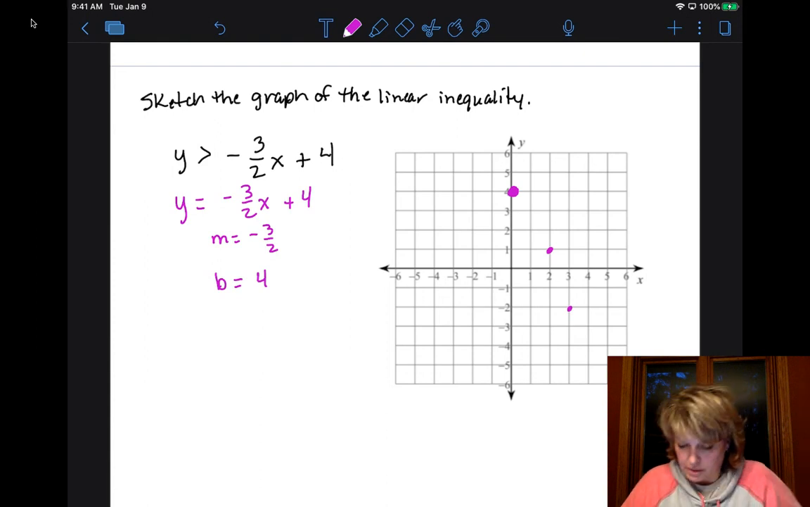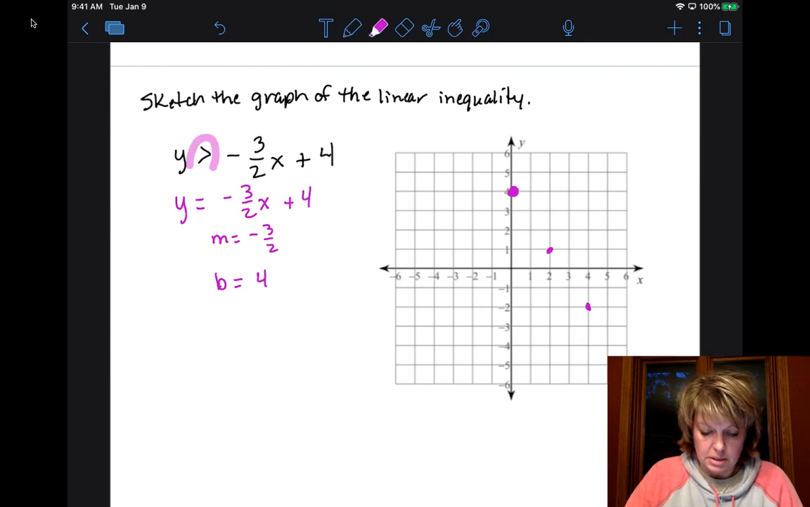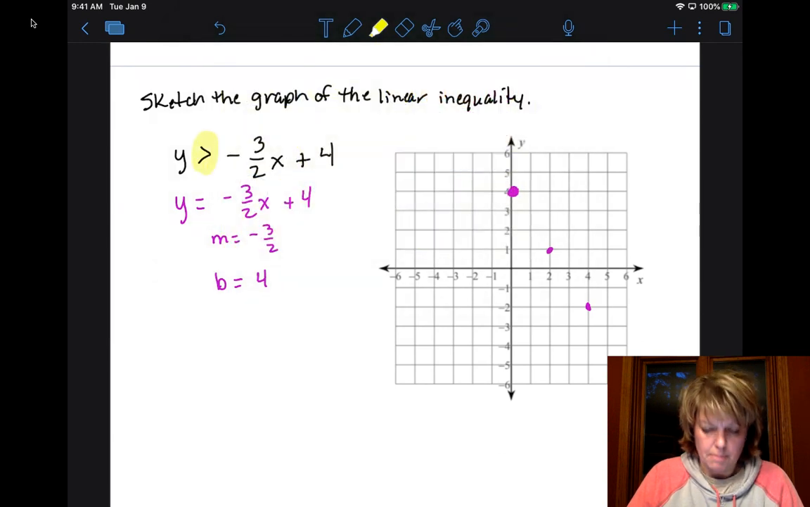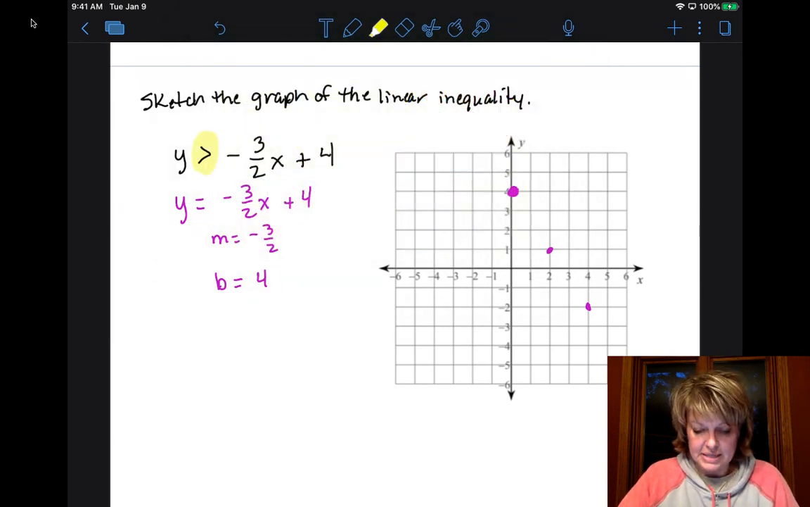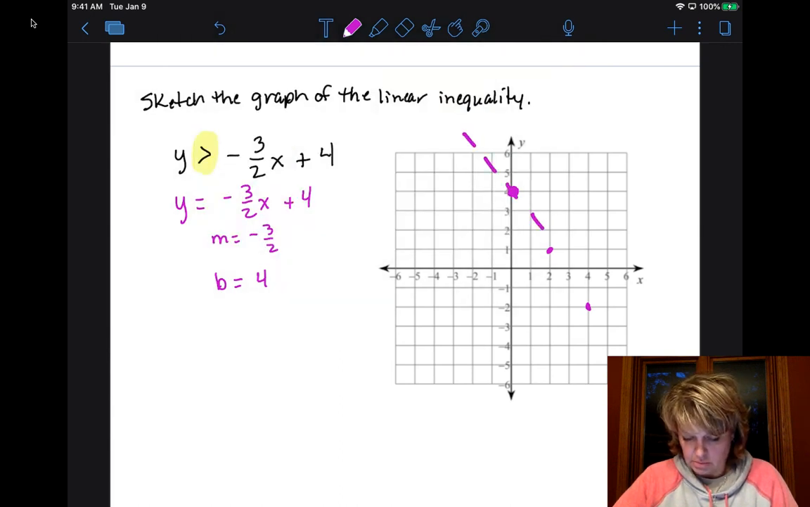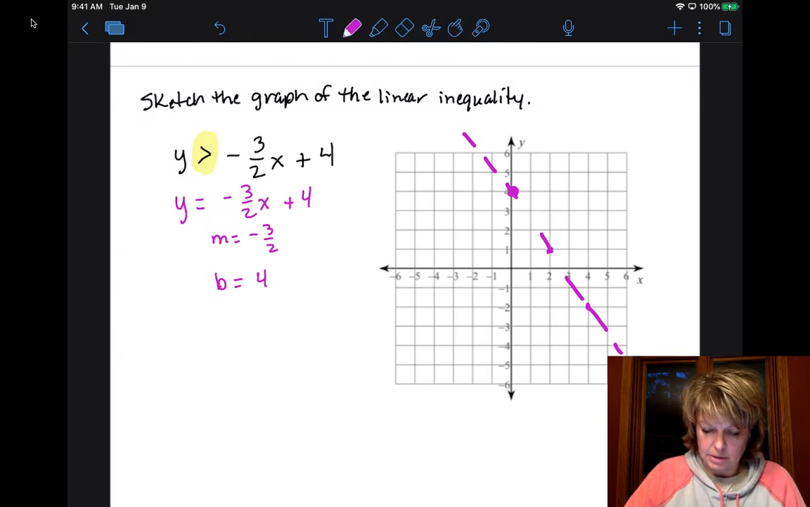Before I draw that line, I still didn't do it in the right spot. Down 3 to the right 2. There we go. Before I draw my line through there, I want to remember that this inequality makes me not want a solid line, I want a dashed line. So when I draw my dashed line, this is going to be a little bit bigger. There's my dashed line. It's not a solid line.